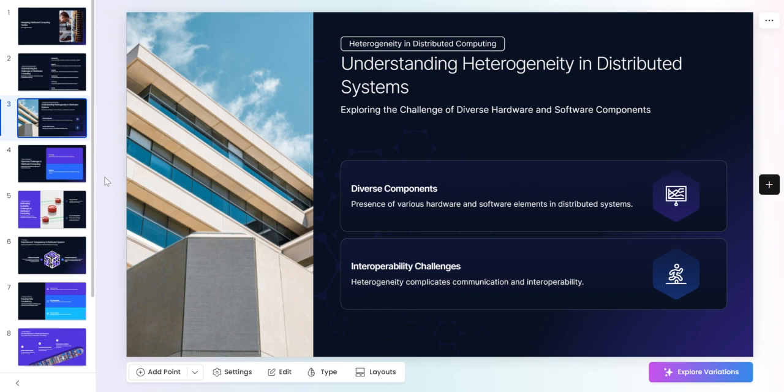Let us start with heterogeneity. Heterogeneity is basically the variety and the difference. There are diverse components present in the computer system and network, such as software and hardware, and the communication between them, and we face interoperability challenges. These can be overcome through middleware and mobile code.